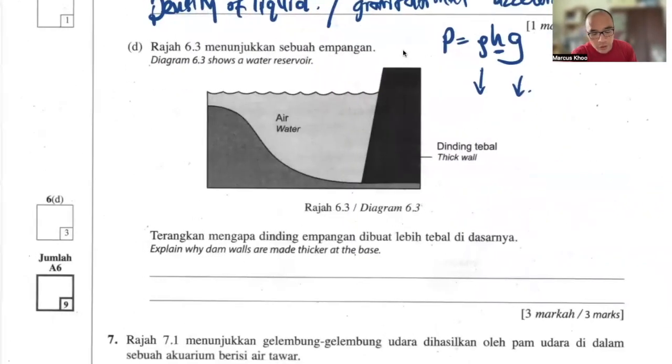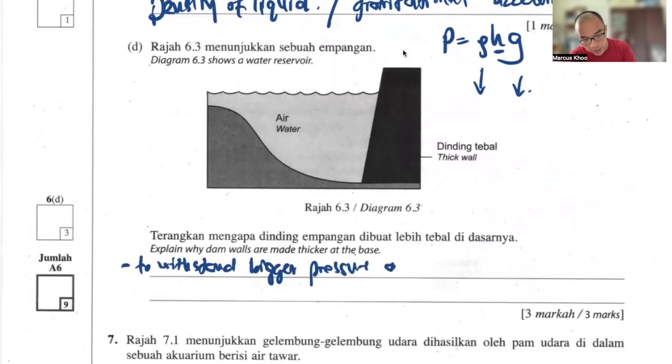Diagram 6.3 shows a water reservoir. Explain why the dam walls are made thicker at the base. It's a 3-mark question, which I find to be very interesting. So you tell why and then you explain it. The reason why the walls are made thicker at the base is to withstand the bigger liquid pressure at the base. That's the reason why the walls are made thicker.